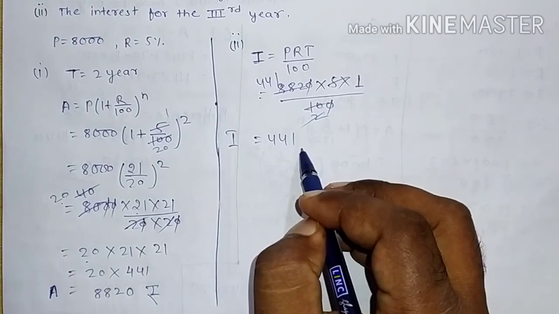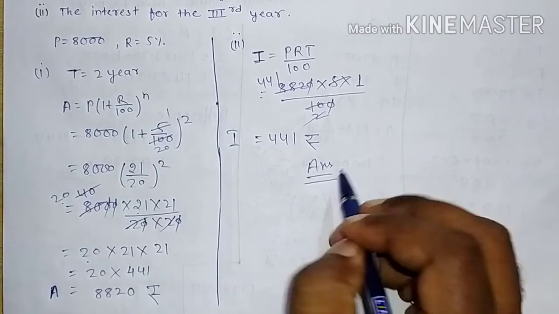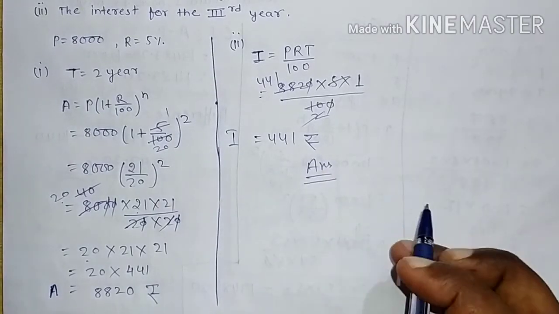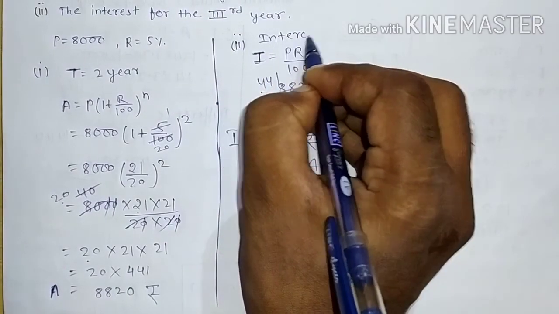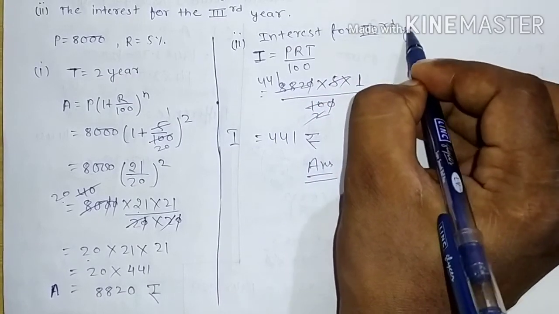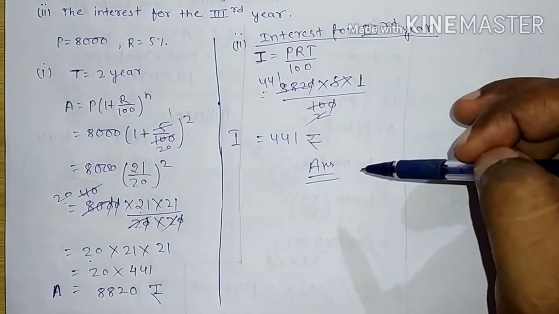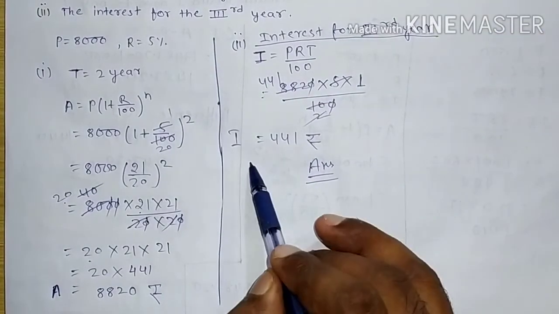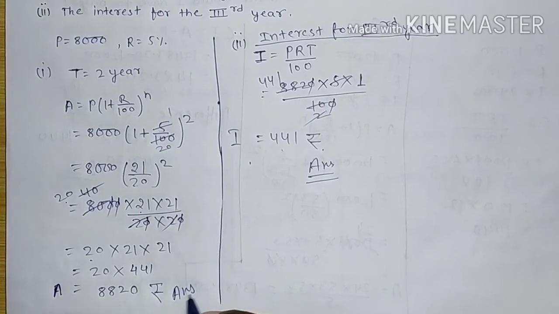Okay student, now this is the answer. Interest for third year. Here we can write interest for third year. Okay, we can write like this. Now this is the answer, interest 441, and it will be also the answer, the amount of 2 year. This is the complete explanation of question number 7.